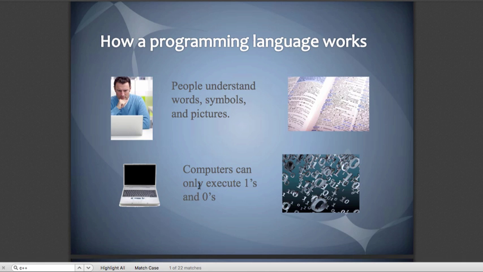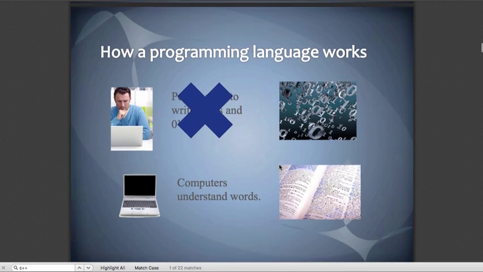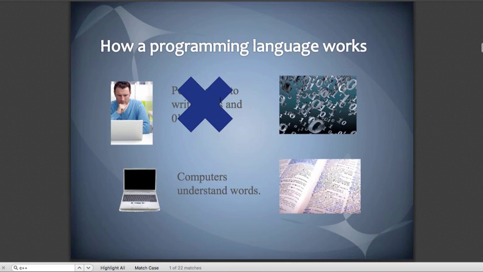How do we tell this computer our words and have it understand and do what we want it to do? Well, our choices are, we can write in the ones and zeros, which is really hard to do, but it is how people first programmed computers. Or we make the computer understand our words, which is a much better philosophy and much easier to program this way.